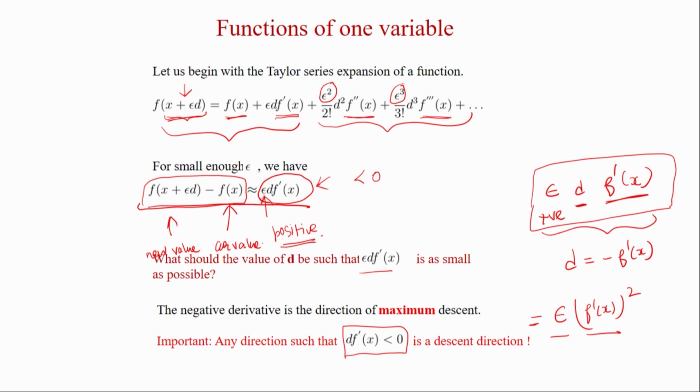One choice was to take the negative of the derivative, for which it is guaranteed to be a descent direction. But that need not always be the choice, right? So any direction for which d times f prime of x is less than 0 is a descent direction. This is something to keep in mind because it will help us in the next part of this lecture.